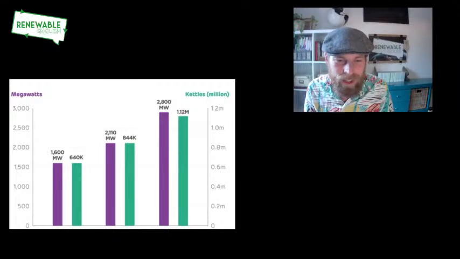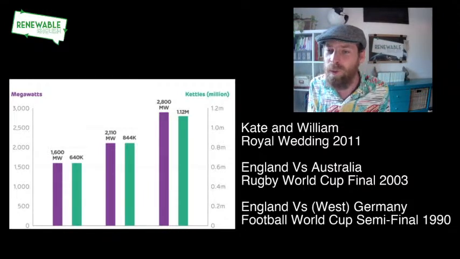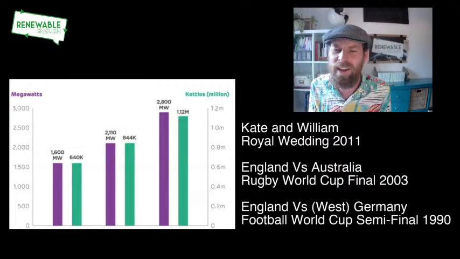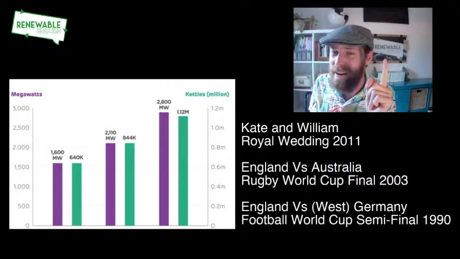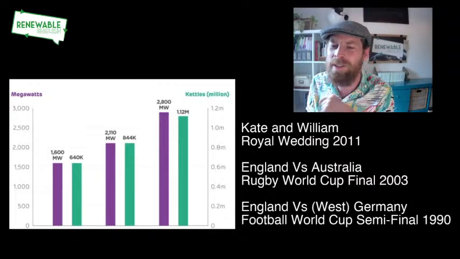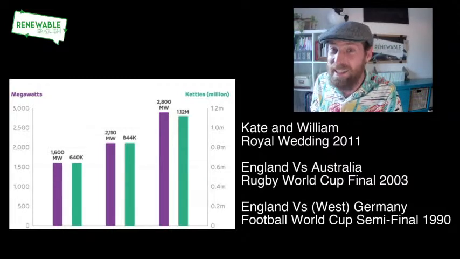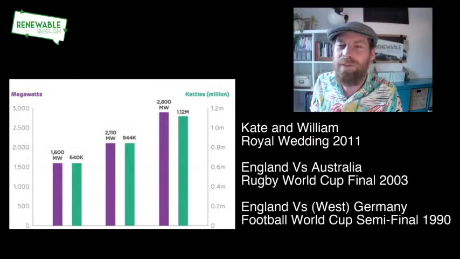So let's have a look at what the options are. We've got Kate and William's royal wedding in 2011. We've got England versus Australia in that glorious night, the Rugby World Cup final. Now, bear in mind, this was in the middle of the night when this happened because it was in Australia in 2003. And that ever so painful night, my earliest memory of football, to be honest, when England lost against West Germany, now Germany, in the Football World Cup semi-final at Italia 90.